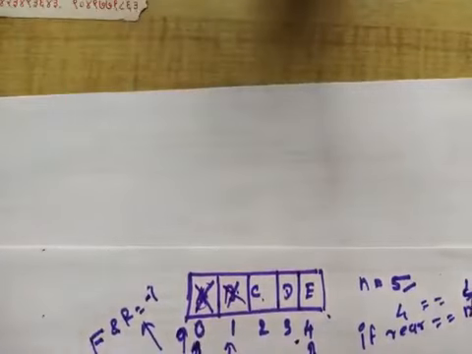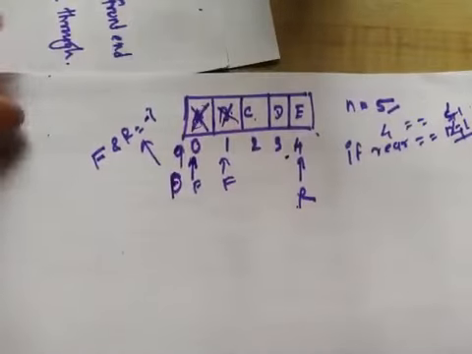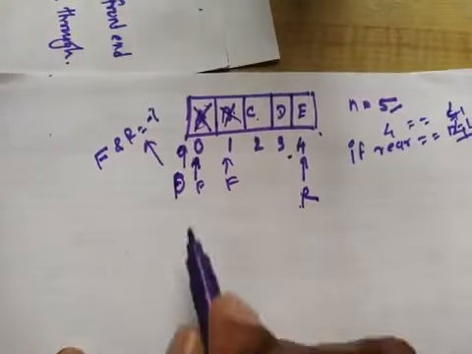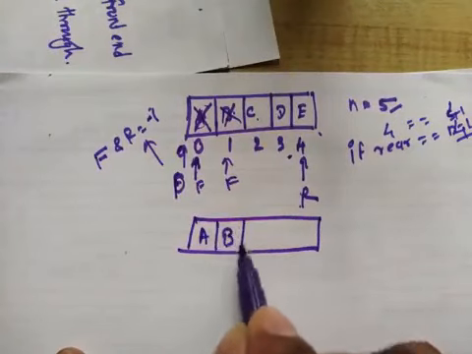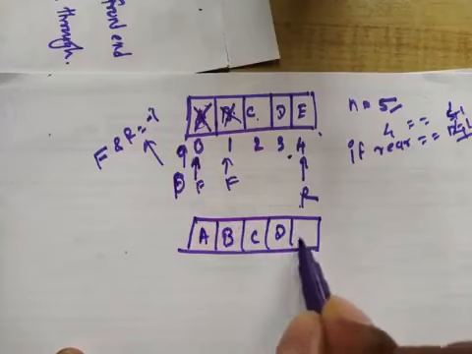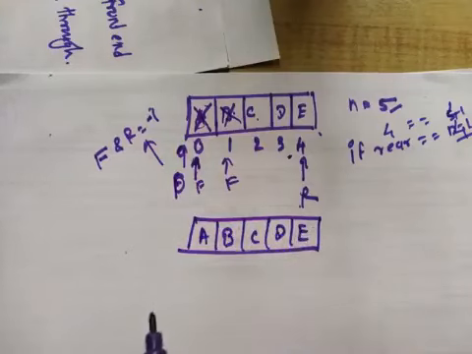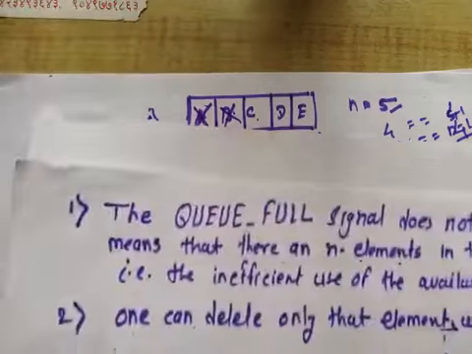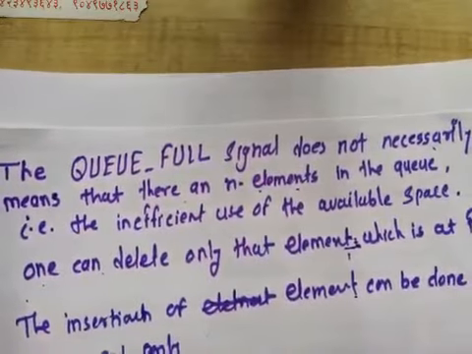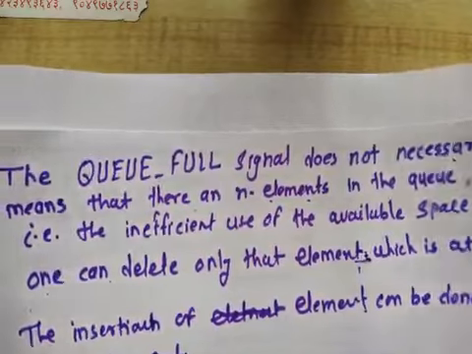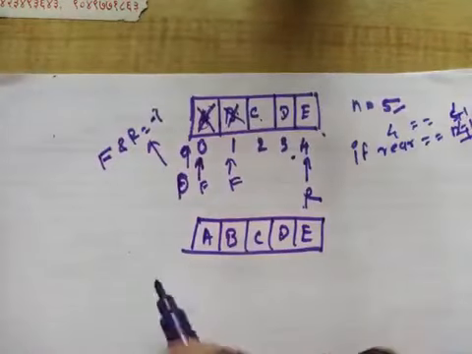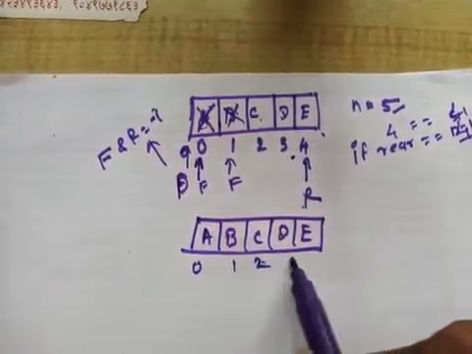So the first solution is what we can do. Suppose this is my queue having 5 elements: A, B, C, D, E. First, I'm going to explain the solution for the first problem. What is that? Inefficient use of available space. So this is 0, 1, 2, 3, 4.